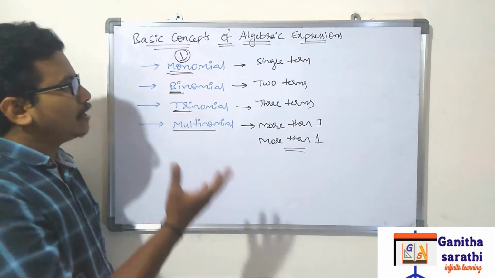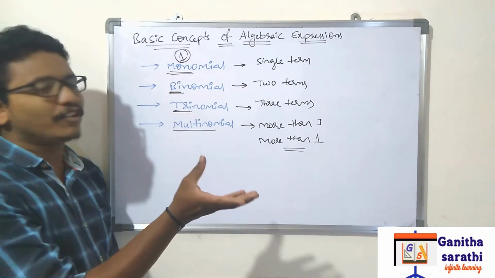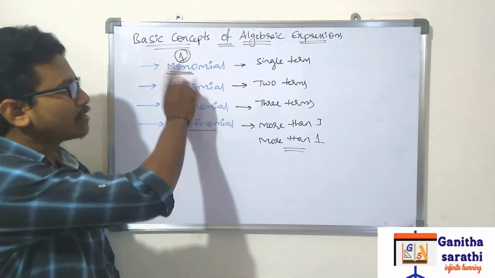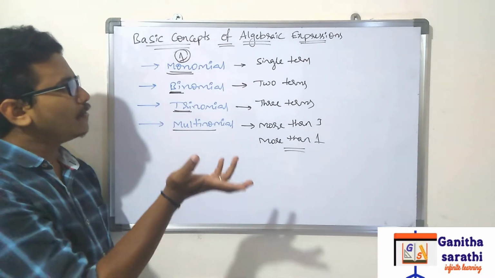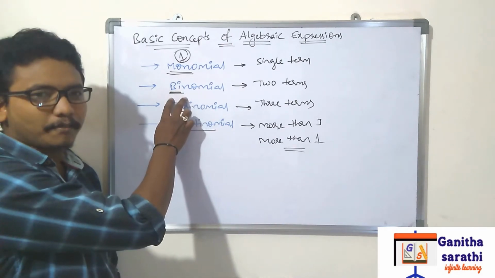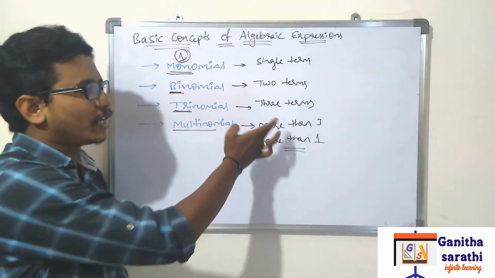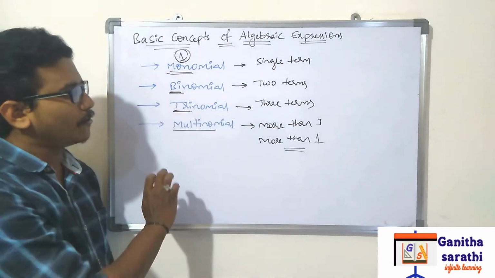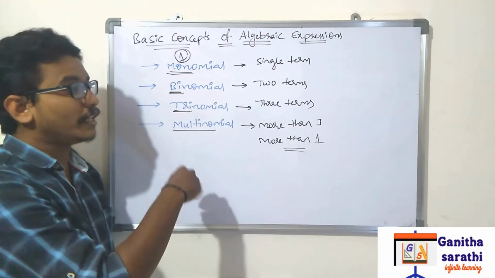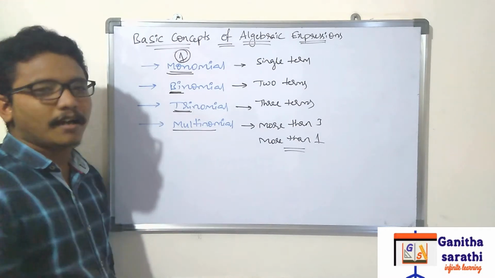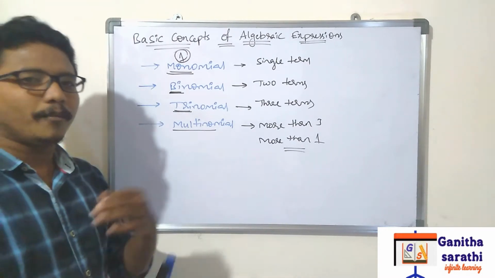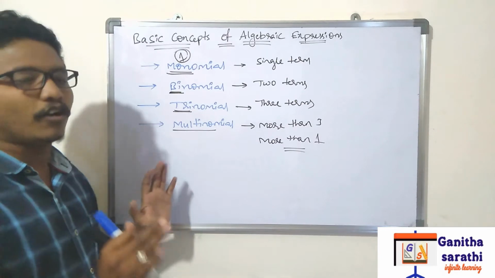In polynomials we will define: a polynomial which contains one term is called a monomial. A polynomial which contains two terms is called a binomial. A polynomial which contains three terms is called a trinomial. A polynomial which contains more than three terms is called a multinomial. Okay, we will discuss polynomials in the next video, completely.